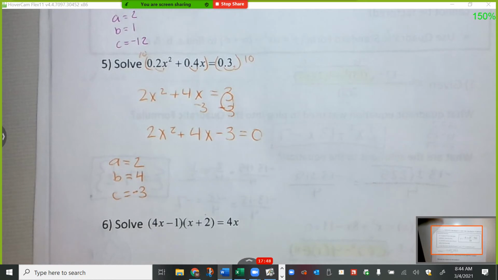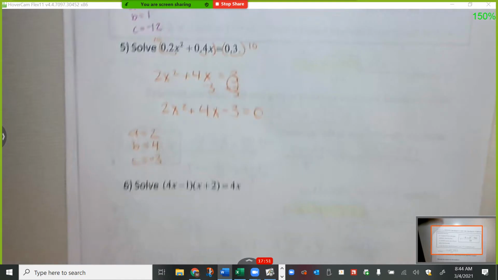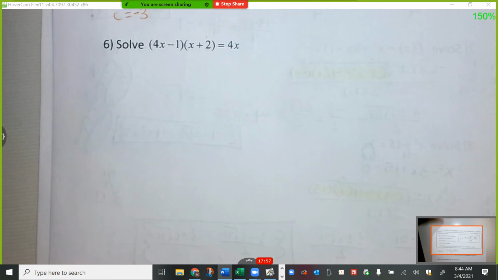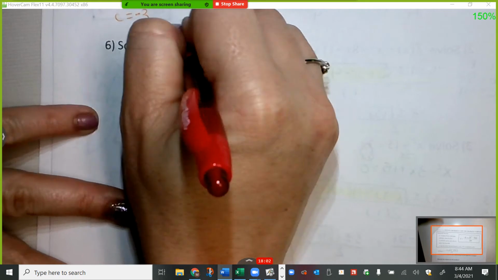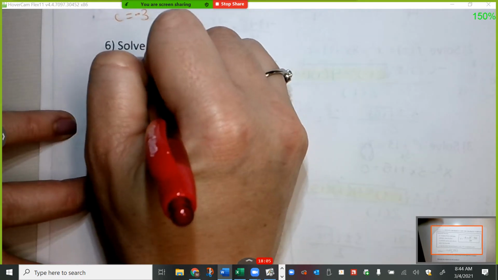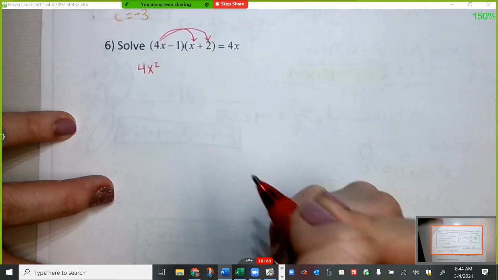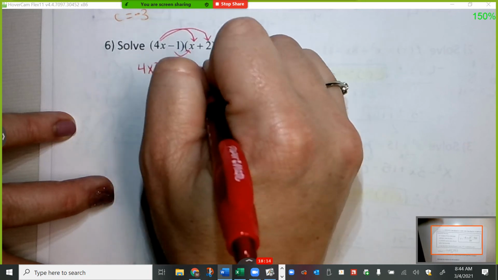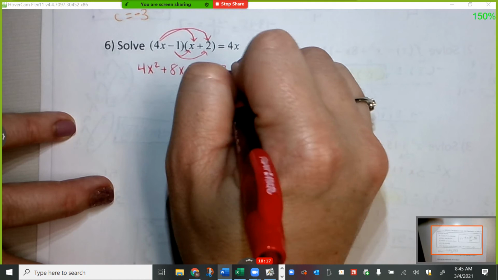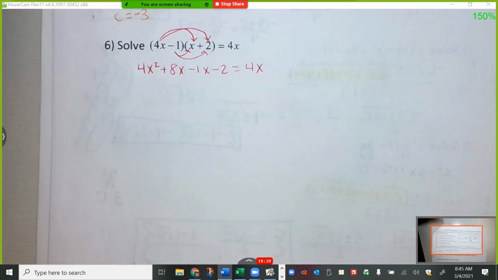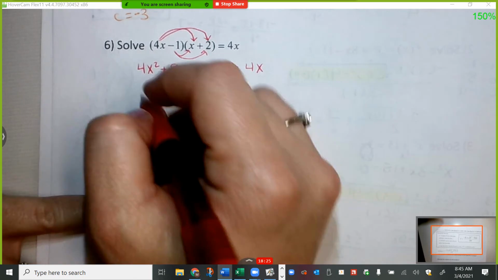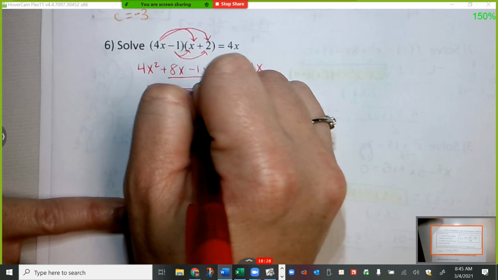Okay. Last one. What do you think we have to do here? We have to double distribute. Okay, so we're going to do 4x times x, and that gives you 4x squared. 4x times 2, that's 8x. Negative 1 times x is negative 1x. Negative 1 times 2 is negative 2. Okay, when you double distribute, your middle 2 terms should almost always be like terms. So we get 4x squared plus 7x minus 2 equals 4x.